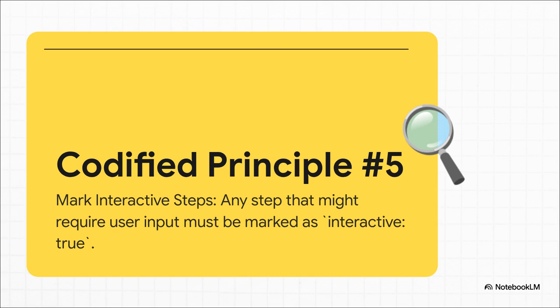And the fix, once you see the problem, is actually pretty simple. It's like a secret password. You just have to tell the main workflow runner, hey, this specific step might need to talk to a human. By marking that step as interactive true, you're telling it to pass the keyboard all the way down the chain. It's a simple flag that prevents this entire category of silent failures.